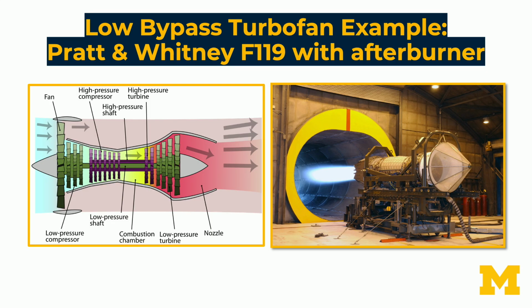And they have a lot of the air going around the combustion chamber. An example of a low bypass turbofan is the Pratt & Whitney F119 with an afterburner, and we probably have not seen this one very often.